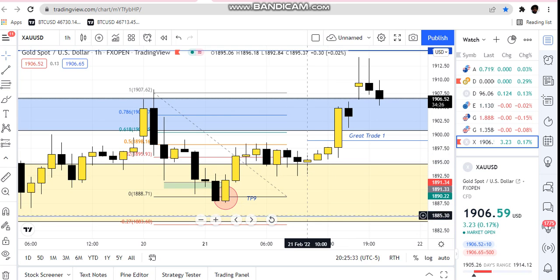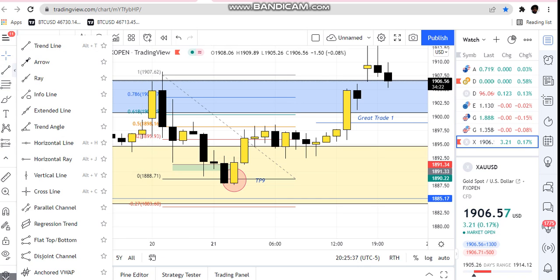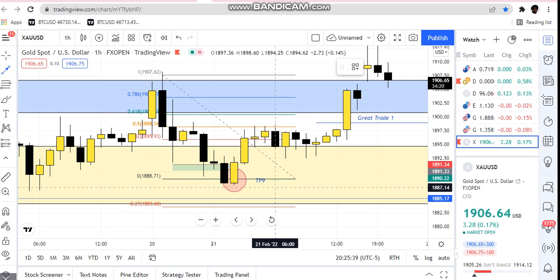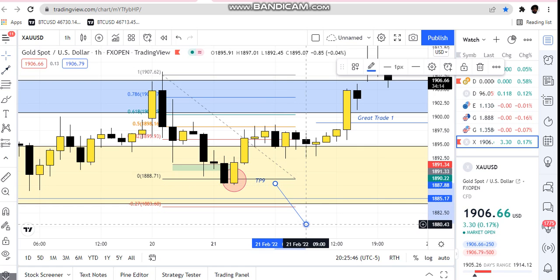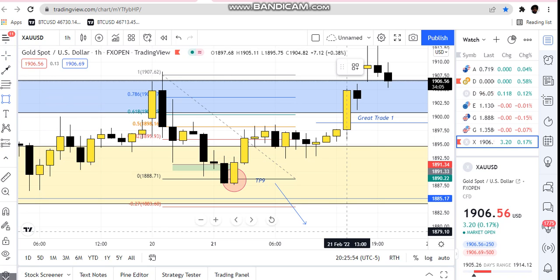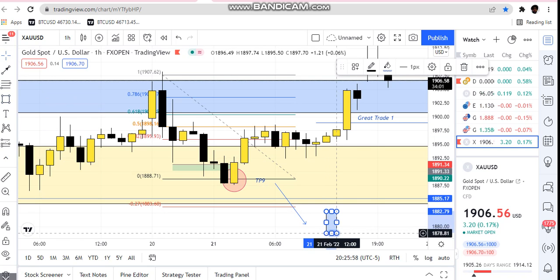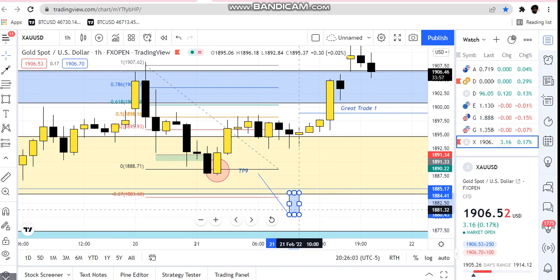We would have needed price to go to 27 extension. We would have needed price to head down past 27 extension. Once price got to 27 extension and headed past it, we would have needed price to show us some type of bearish candlestick pattern at take profit 7. I mean, at 27 extension.